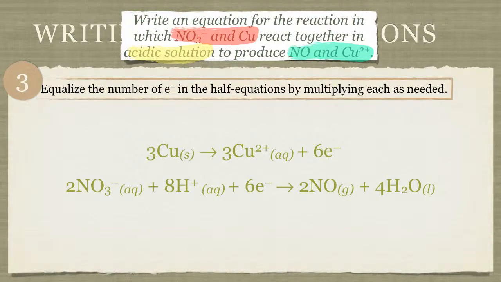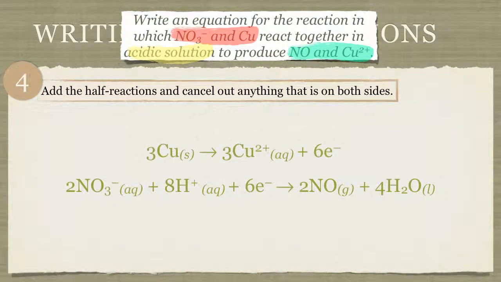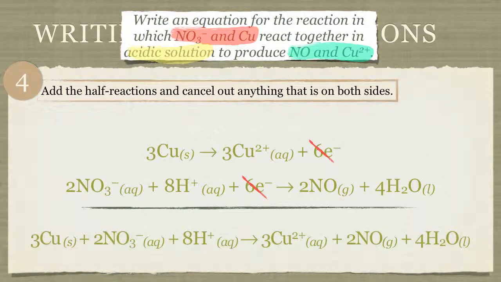That leads us to step 4, our final step. We can add our half reactions and cancel out anything that is the same on both sides. Those electrons we generated are the first thing to go. And now we have a complete oxidation-reduction reaction that is balanced both for atoms and for electrical charge.